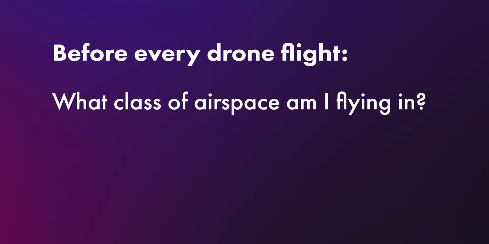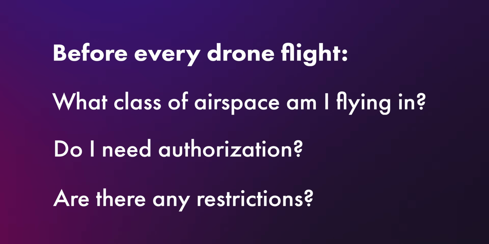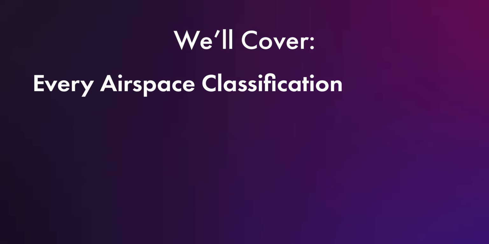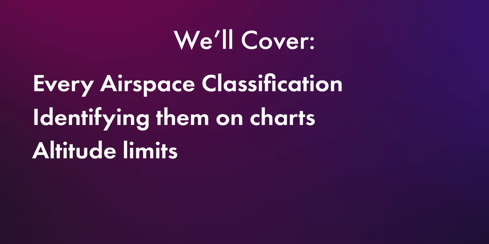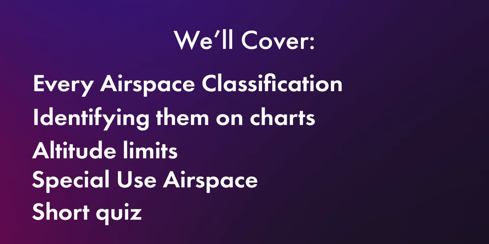What class of airspace am I flying in? Do I need authorization? And are there any restrictions I need to know about before I put this drone in the air? So today we're going to break it down properly. Every airspace classification you need to know for Part 107, how to identify each one on a sectional chart, altitude limits, and the special use airspace that will catch you off guard if you're not looking for it. We'll wrap up with a quiz section built around the types of questions that actually appear on the exam.